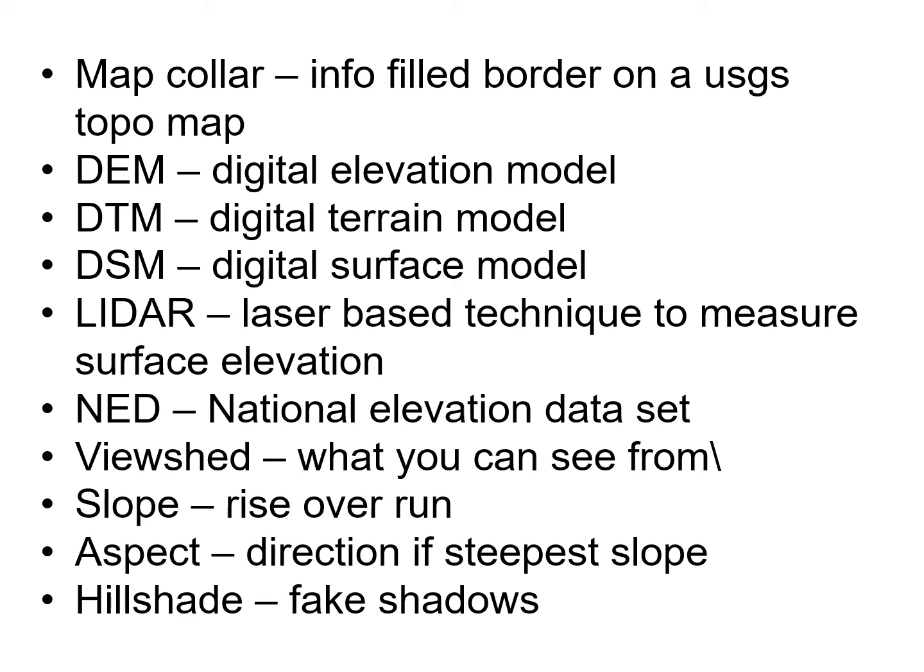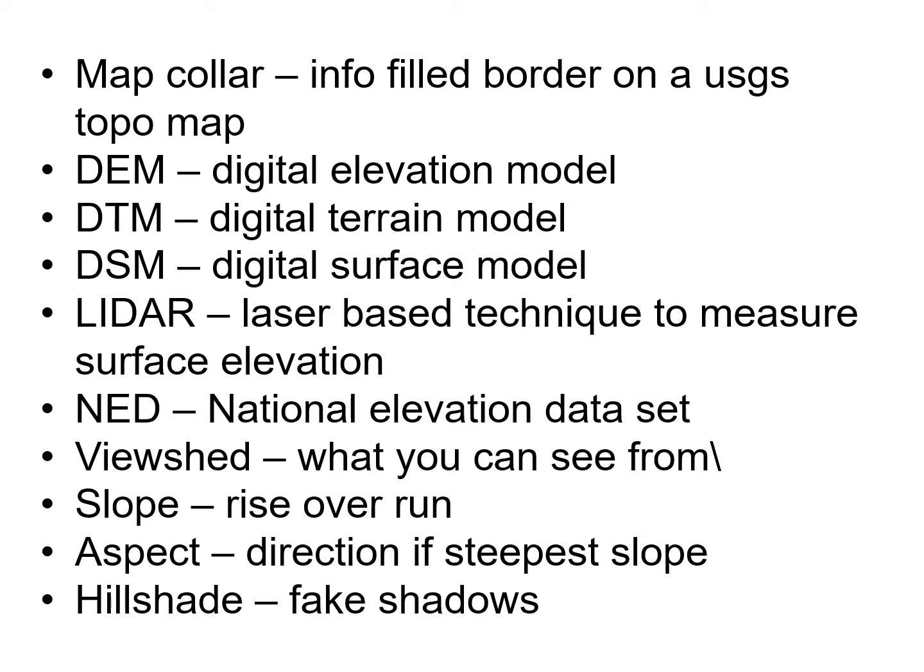A viewshed is similar to a watershed, with a watershed being everything that drains to a point. A viewshed is everything that can be seen from a point. We also talk about some primary terrain variables like slope. And slope is the rise over the run. It's the change in elevation over a linear distance. So if you imagine going out some direction 50 feet, it's how far up or down did the elevation go. And you can measure that in percent or degrees.